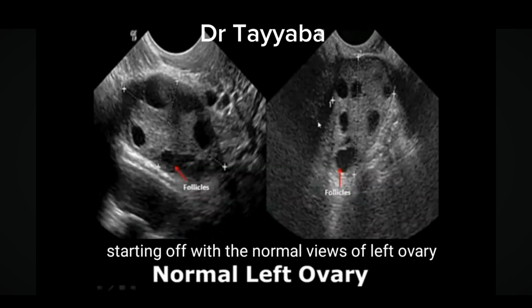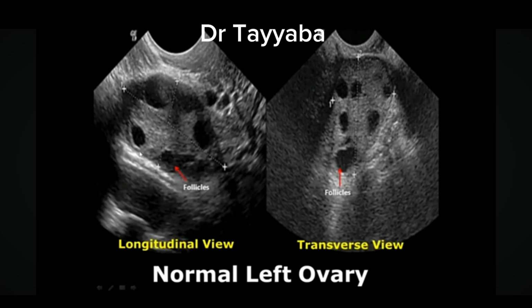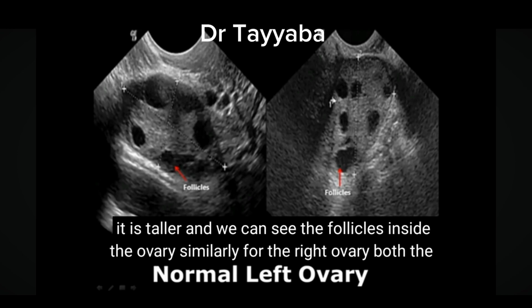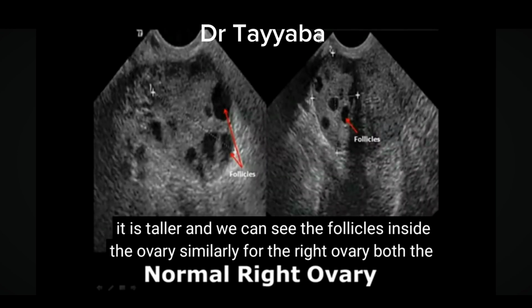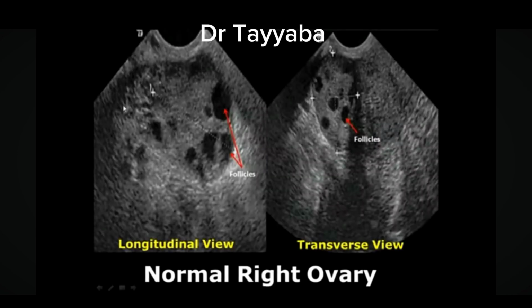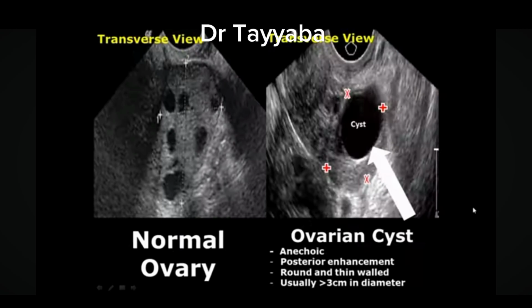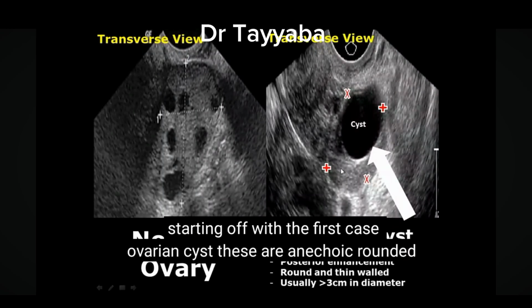Starting off with the normal views of the left ovary, then the longitudinal view. It is wider and has multiple follicles, and in the transverse view it is taller, and we can see the follicles inside the ovary. Similarly, for both the views, longitudinal and transverse, follicles are visualized.